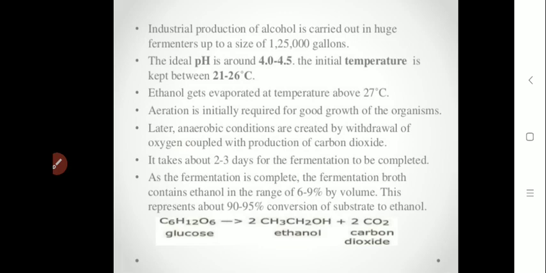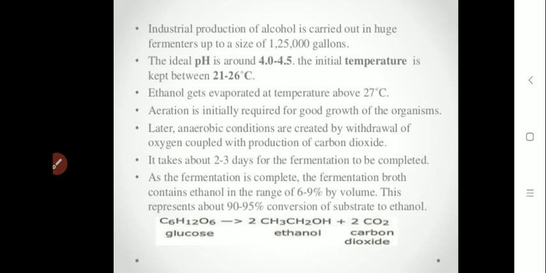As ethanol gets evaporated at 27 degrees Celsius, it is very important to maintain the temperature below 26 degrees Celsius. Initially the aeration is done in the fermenters for proper and good growth of the organisms. Later, anaerobic conditions are created by the withdrawal of oxygen coupled with the production of carbon dioxide.